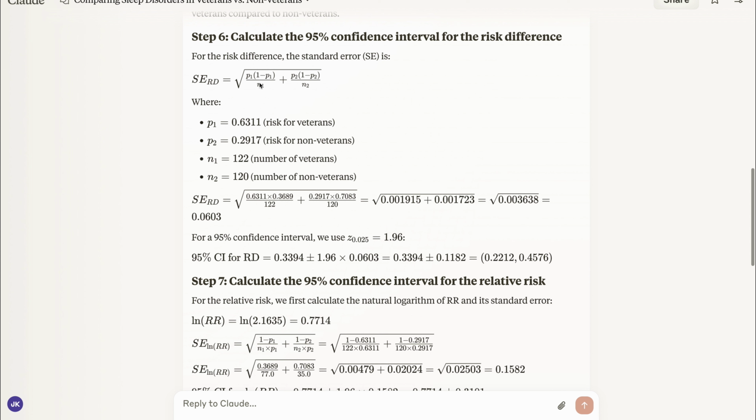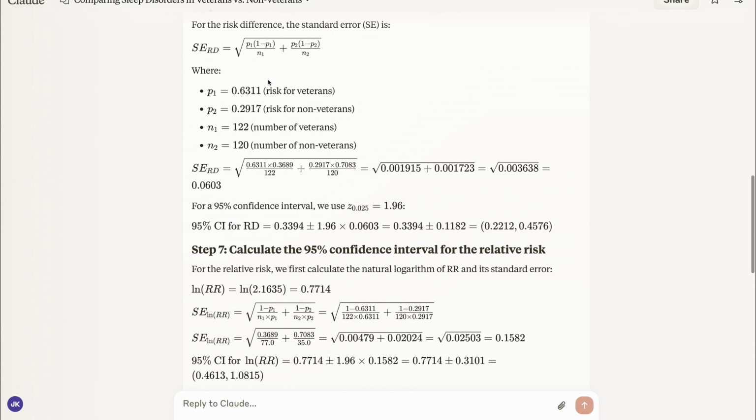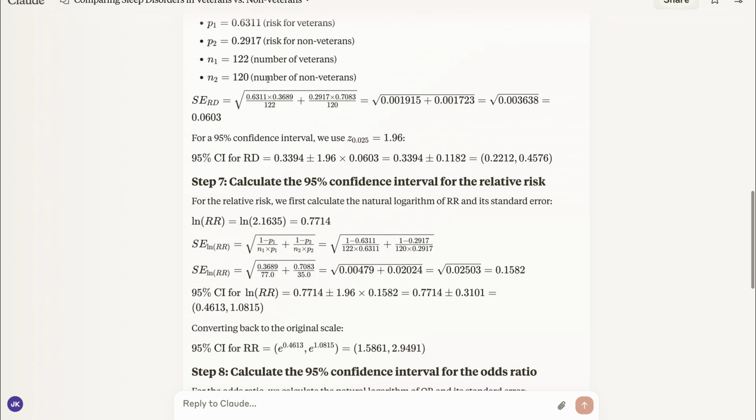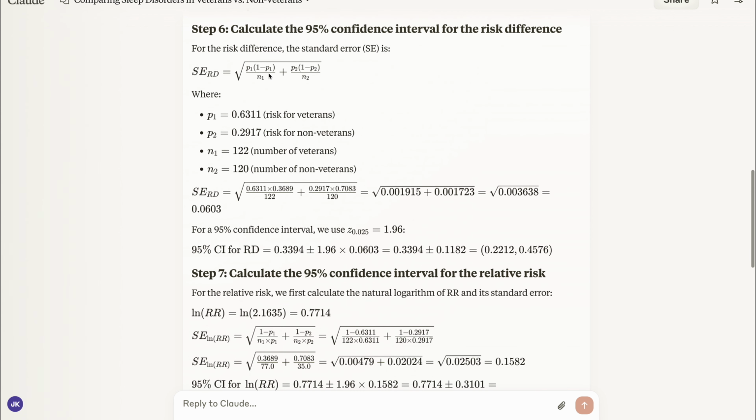You can write this in LaTeX, and you can create this, which is very nice. And then the typesetting is as I say, and that for me works very well. It's doing the standard error of the risk difference, plugging in or substituting the correct values as far as that equation is concerned.